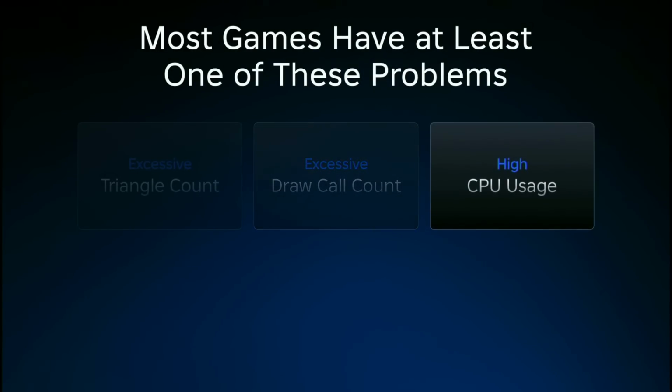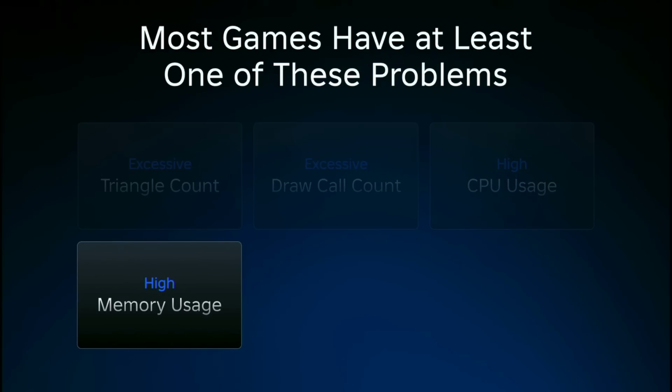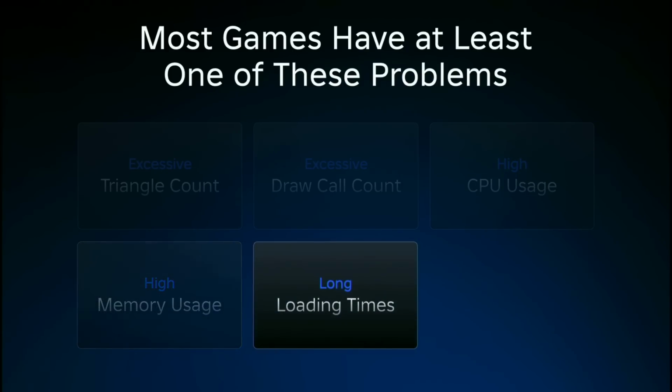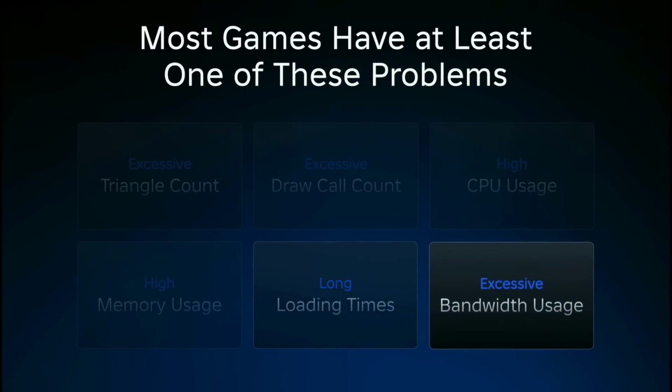So that's excessive triangle count, excessive draw call count. I'm going to explain what draw calls are if you haven't heard that term before. High CPU usage, high memory usage, long loading times, and excessive bandwidth usage. So I'll run you through the tooling that Roblox has for all of this today and show you how to tell where your game fits on that and some current appropriate benchmarks and standards for that if you're targeting mobile phones.